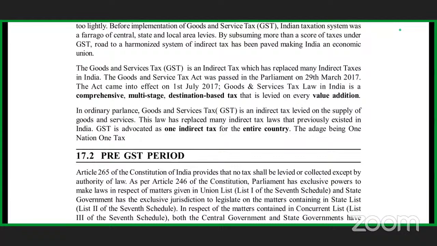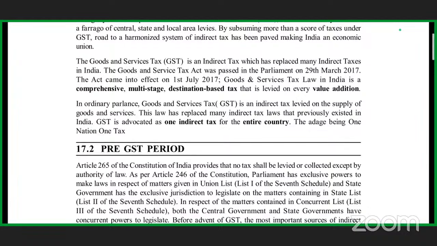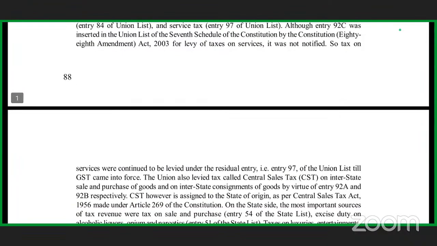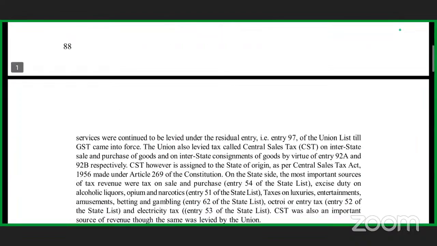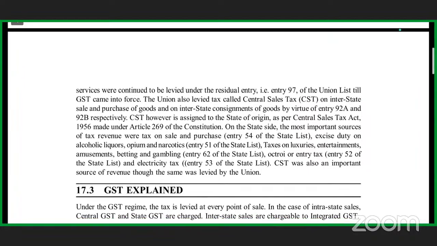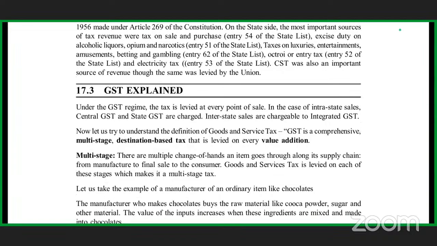Pre-GST, that means before the introduction of GST, we were having n number of taxes like central sales tax and value-added tax, and there was more chance of gambling and betting. This all was taking place. But when GST came into existence, it made very clear that the tax is levied at every point of sale. Means in case of intrastate sales, central GST and state GST are charged. In case of interstate sales, integrated GST is chargeable. So we have integrated, and we have both central and state also.